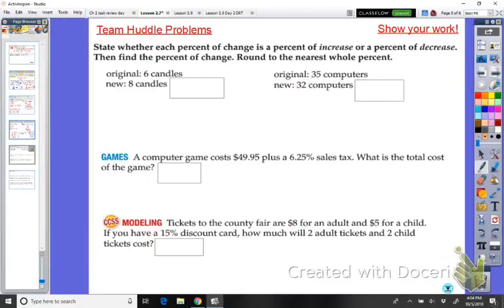All right, so pause the video, work through these team huddle problems. You can try them on your own if your group's still watching the video, or do them on your own, then check in with each other, and then replay the video and check the answers.